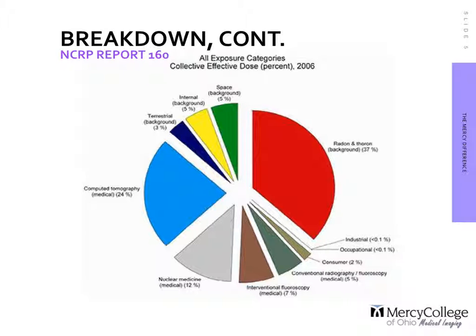contribute to, looking at conventional radiography and fluoroscopy at 5%, interventional fluoroscopy at 7%, nuclear medicine at 12%, and CT at 24%. So the largest exposures are taking place in these three windows here. So CT, nuclear medicine, and interventional based studies. So we have to be very aware that patients aren't undergoing the same amounts of tests by volume. They're undergoing more tests, and the more tests that they undergo, the more exposure they're going to have.